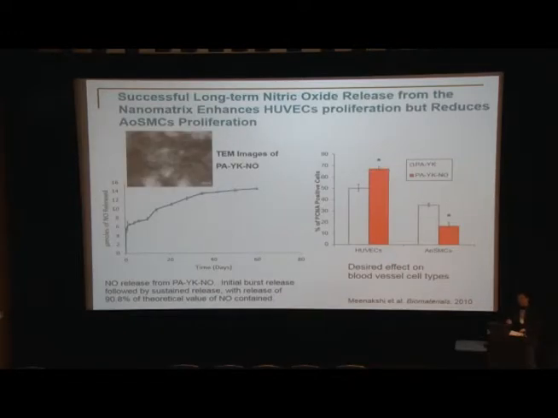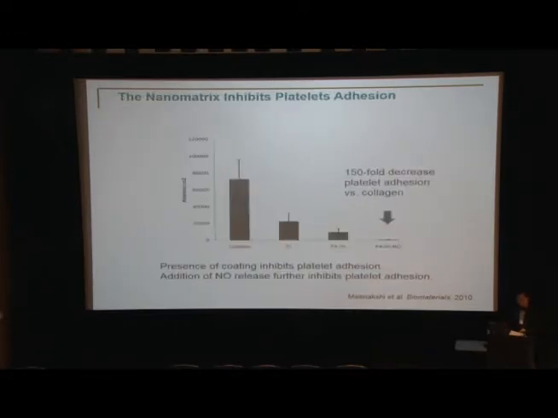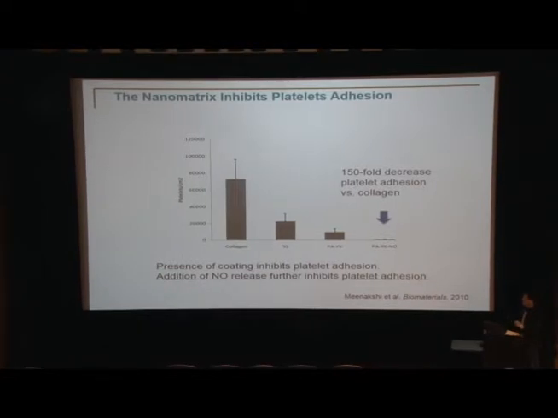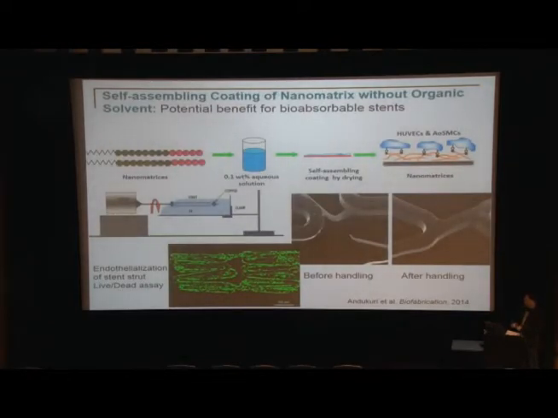That's why we can achieve long-term sustained release of nitric oxide gas. In vitro studies show that we can promote endothelial proliferation but suppress smooth muscle proliferation, and they can also completely prevent platelet attachment. So together, the in vitro studies show that there is potential to enhance endothelialization while suppressing smooth muscle and preventing thrombosis. Then we move to the practical approach.